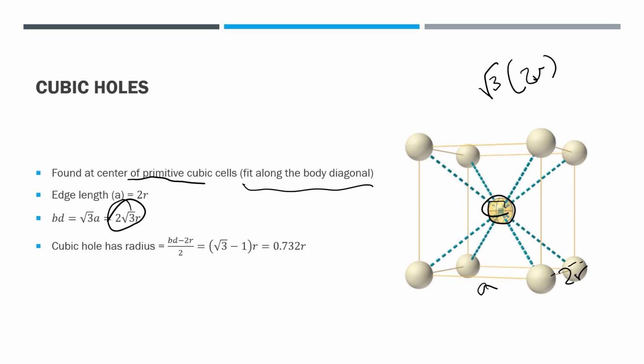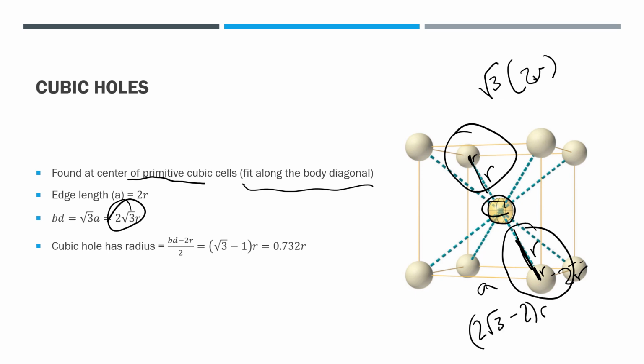We have 2√3r as my total body diagonal. But along the body diagonal, I only have 2r being taken up by the radius of the atoms themselves that form the primitive cubic structure, right? So if I drew this bigger, we have 1r there and 1r here, but in between we have the total body diagonal minus the 2r that's taken up by the corner atoms. So 2√3 minus 2 times r. That is the amount of space we have left along the body diagonal.